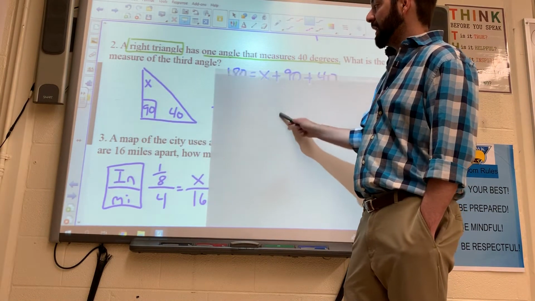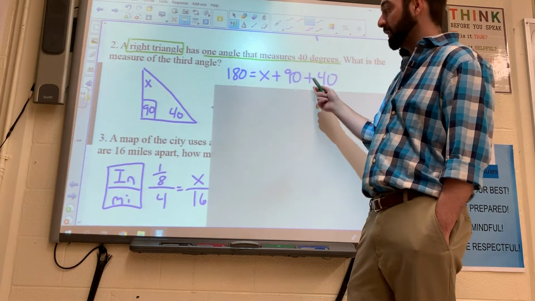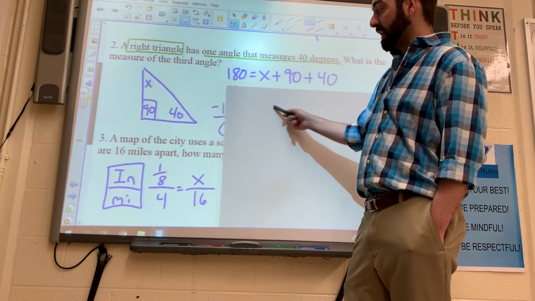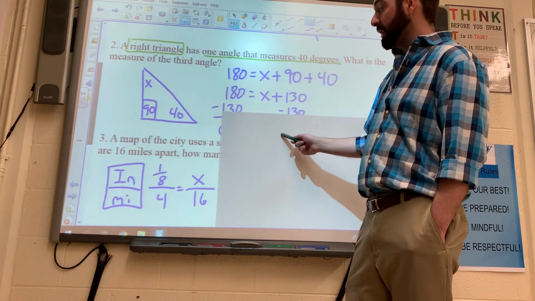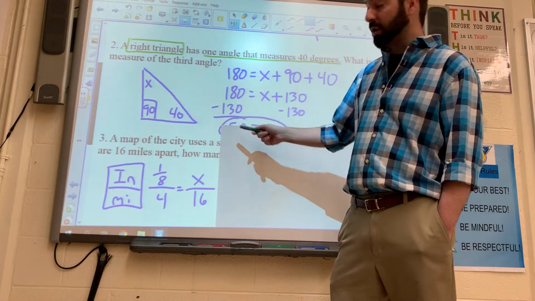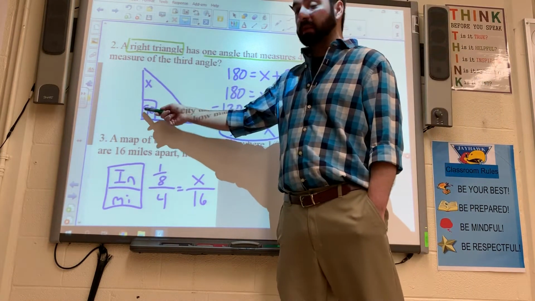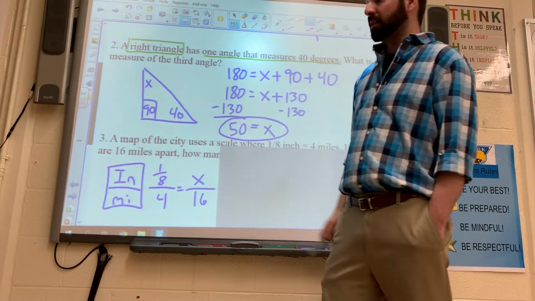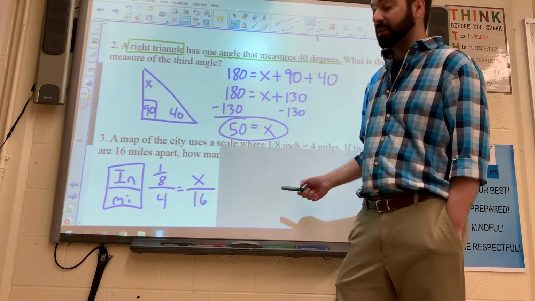I know that triangles add up to 180, so I could say that x plus 90 plus 40 is the same as 180 for that triangle. Combined like terms, 90 and 40 makes 130. 180 minus the 130 would mean that that missing angle has to be 50, and that makes sense because 50 plus 40 plus 90 is 180, which makes that a real triangle.